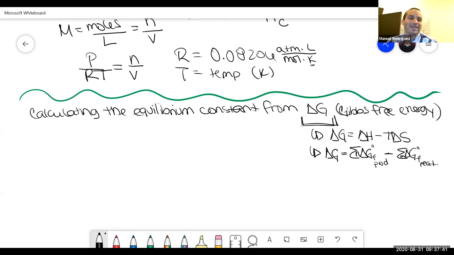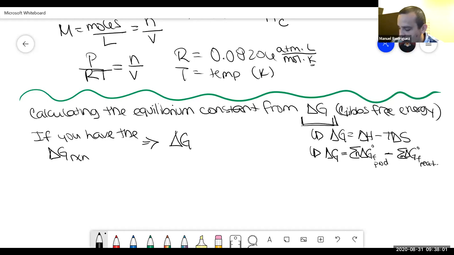But anyways, if you have the delta G of the reaction, then you can use this equation, which is delta G equals negative RT natural log of K, where this is the delta G standard. So we got delta G, R, and this is like when things get super fun.